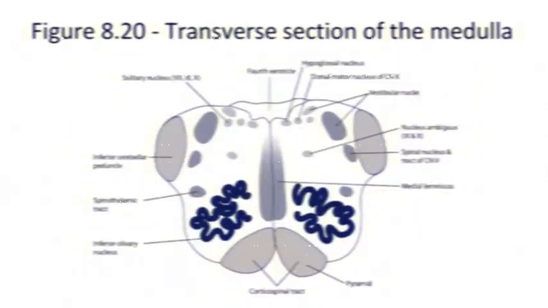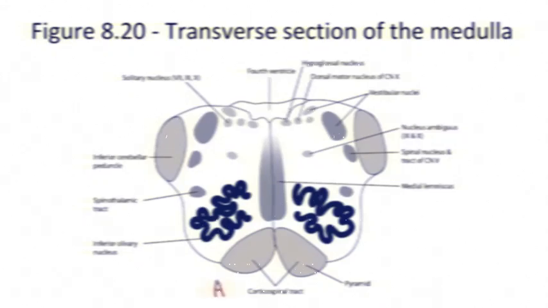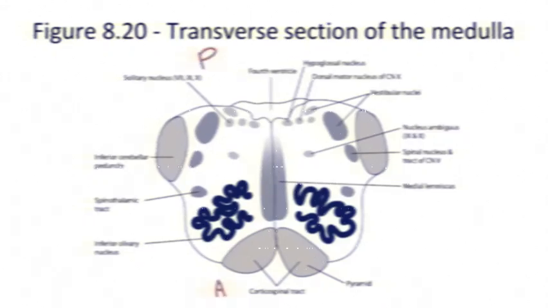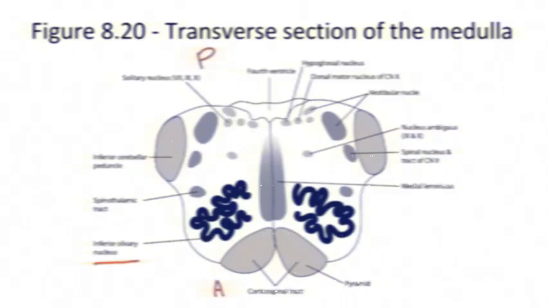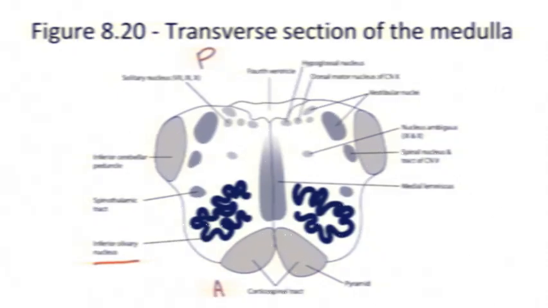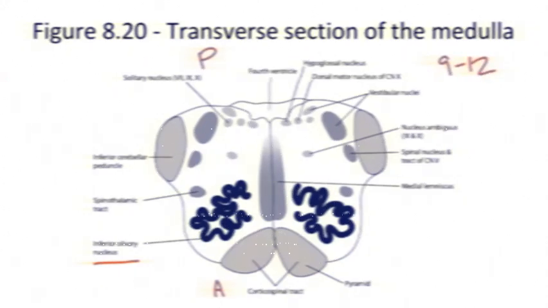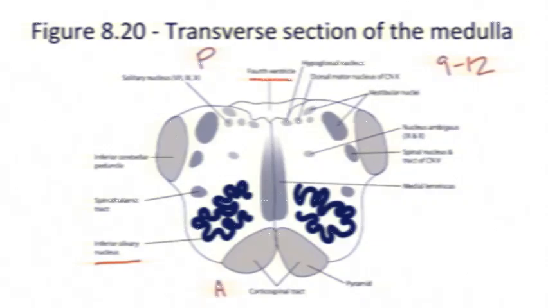This is figure 8.20, which shows a transverse section of the medulla. This is anterior, and this is posterior. The medulla can be easily identified by the inferior olivary nucleus. Recall that cranial nerves 9 through 12 emanate from the medulla. So 9 through 12. Remember, most of the cranial nerve nuclei are directly adjacent to the cerebral aqueduct or the fourth ventricle, which you can see right here in this image.